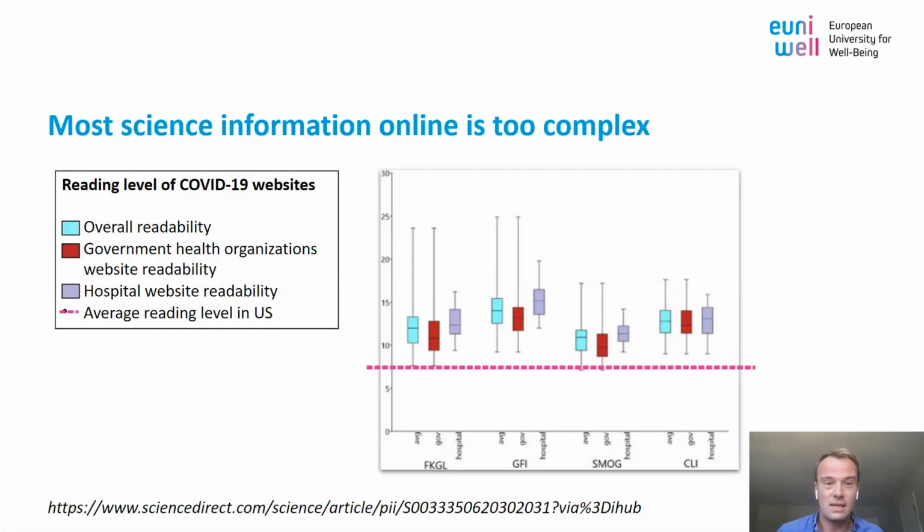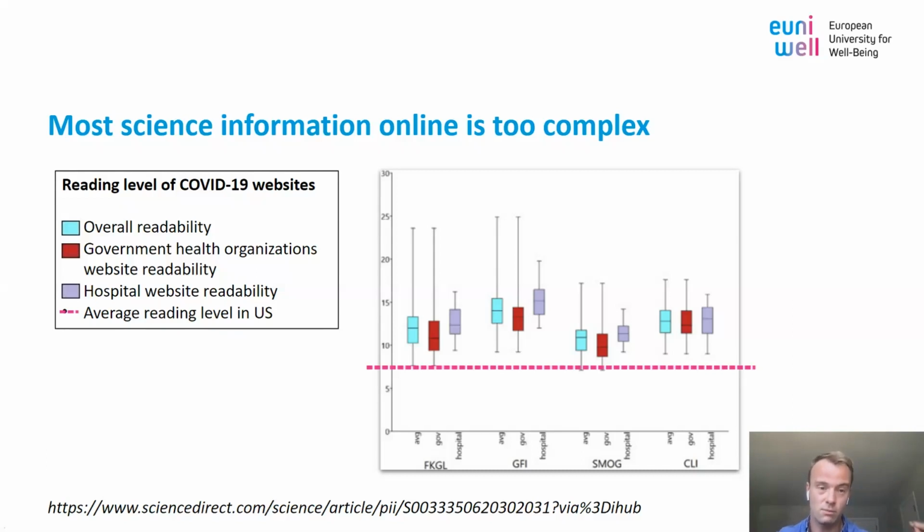And very simply, what the authors did in March 2020 is take a couple of search words, COVID-19, SARS-CoV, and so on, and look at the first 30 pages that Google served up, because they figured that people won't even be looking after the first 30 hits on Google. And they just looked at the reading level of these websites. And you'll see on the right here that there is a pink line which shows the average reading level of the US population, which might be shocking, but it's around the seventh grade reading level, right?